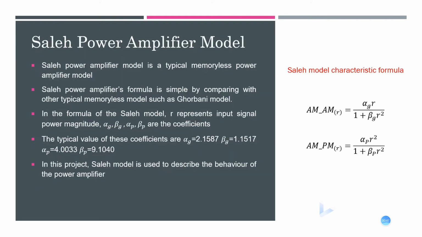Then it's the Saleh power amplifier model. This model is a typical memoryless power amplifier model, and the formula is simple compared with other typical memoryless models such as the Ghorbani model. In the formula of the Saleh model, R represents the input signal power magnitude, alpha and beta are the coefficients, and the typical values of these coefficients are shown in this slide. In this project, the Saleh model is used to describe the behavior of the power amplifier.